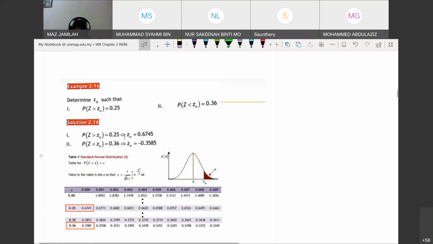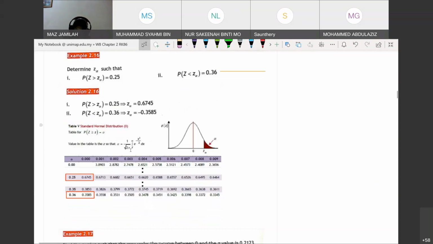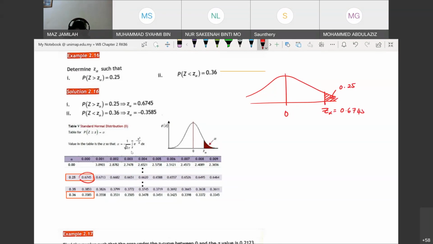Determine the z alpha. We know that the mean is 0. The alpha value is 0.25, so the probability value is 0.25. Now I need to find what the z alpha is here. That is z 0.25, and we know that our z will be 0.6745.